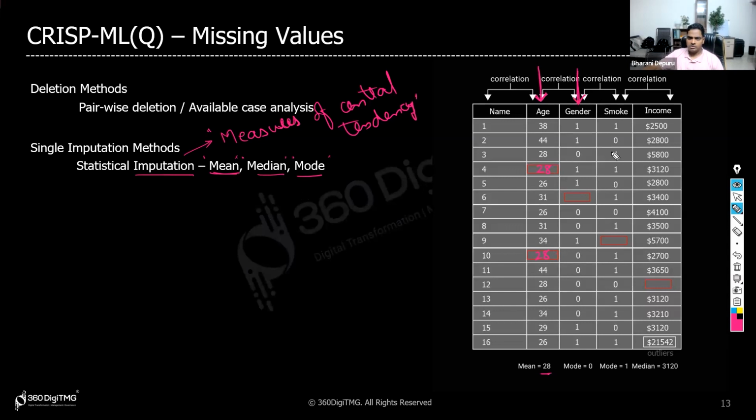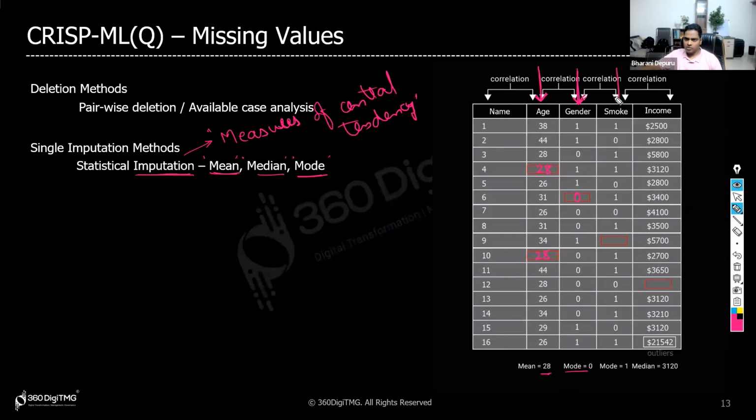Then if you have a column like this, you have all the various values. You look at how many times each value repeats. And if you see that this value 0 repeats the maximum number of times, then that would be the mode, and you replace this missing value with the mode. If you replace the missing value with the mode, that is called mode imputation.